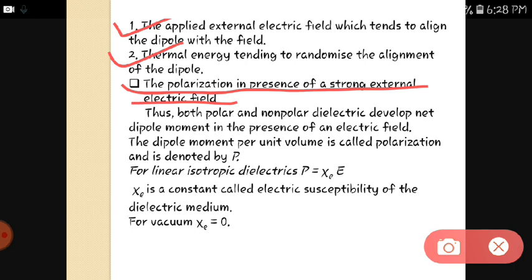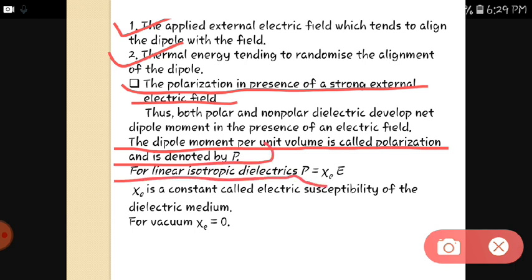The dipole moment per unit volume is called polarization. Very simple definition. The dipole moment per unit volume is called polarization, and it is denoted by capital P. The formula for this is P equals chi_E times capital E, where the sign is known as chi.